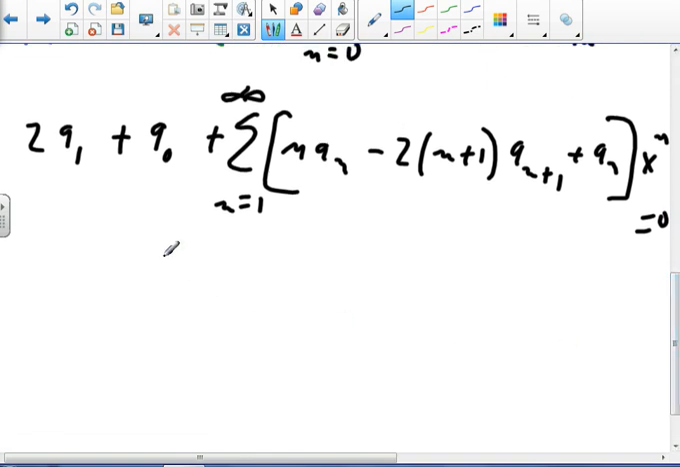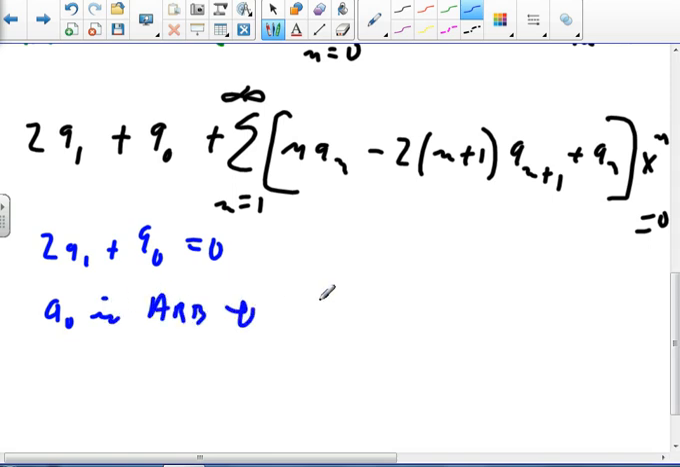Okay, I have a situation. The situation is that 2a1 plus a0 has to be 0. Okay, so a0 is arbitrary, and a1 is equal to a0 over 2. So the a0 goes on the other side of the equation. a1 is equal to minus a0 over 2. I have a recurrence formula.